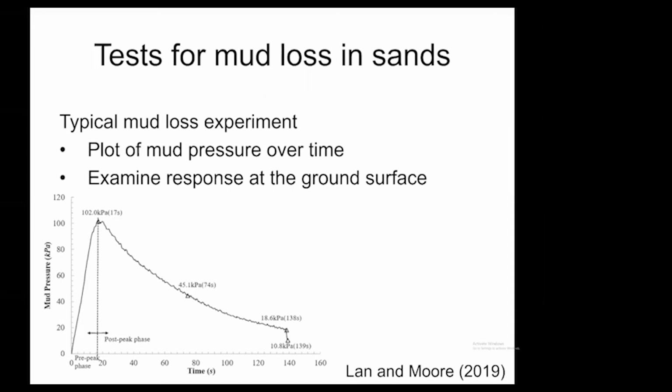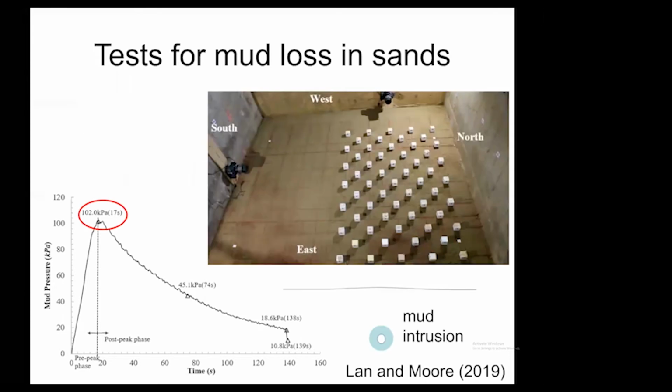But let's look at what's actually happening in the soil during that process. What Haitao did was a series of experiments where he stopped some of his experiments partway through this process. So he repeated this test condition a number of times. And by stopping the test partway through, he was able to then dig the sand out and see that part of the sand which had been saturated with the drilling mud.